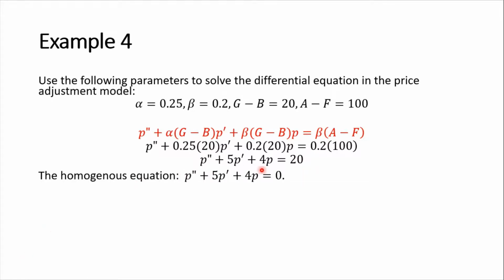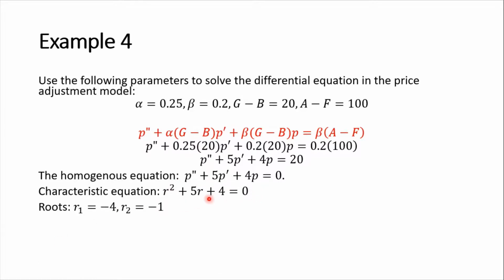If you simplify, of course, you will get this second order differential equation. And how to find the solution? Of course, find the homogeneous solution first. This is the homogeneous equation with 0 on the right hand side. What is the characteristic equation? That will be r squared plus 5r plus 4 equal to 0. And of course, you can factorize this and get the roots. This is going to be r plus 4 times r plus 1. So the roots will be minus 4 and minus 1.